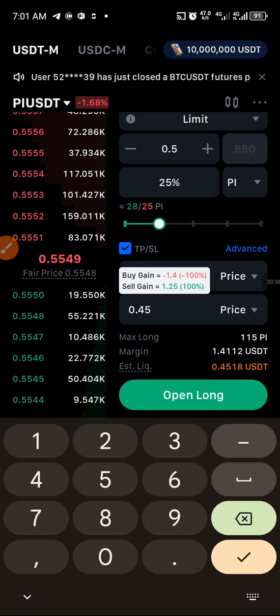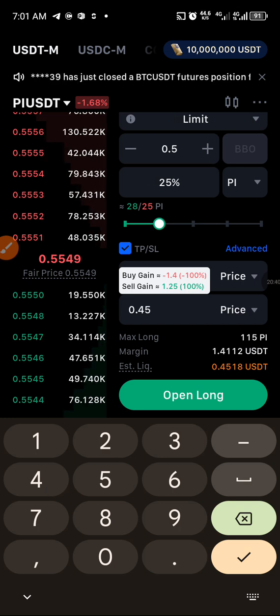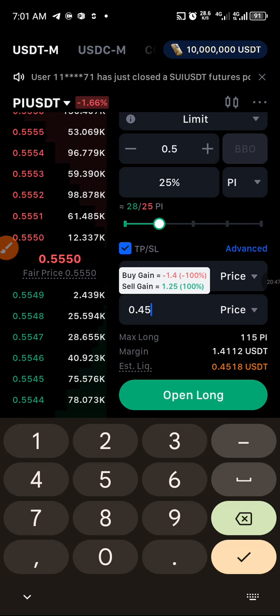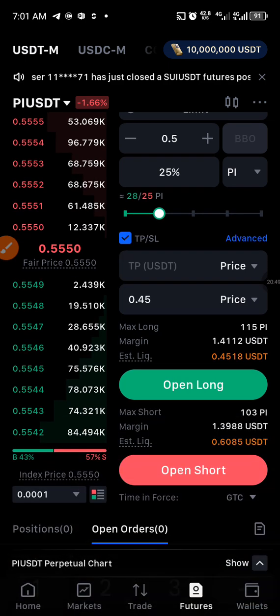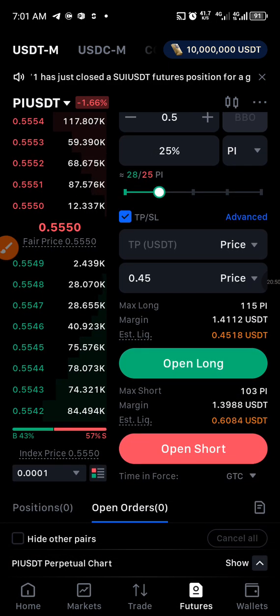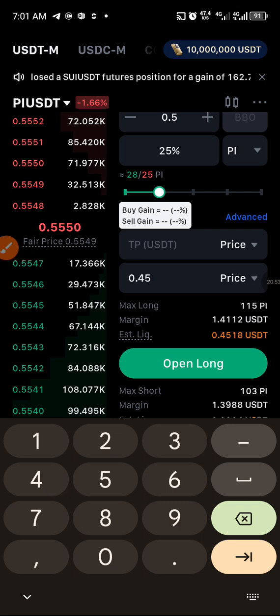So what this means is, if the trade is going against me, once the price gets to 0.45, the system should automatically close the trade for me. Then you go to TP and click on this. TP means take profit.